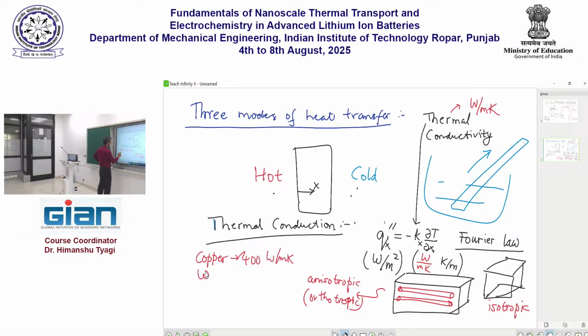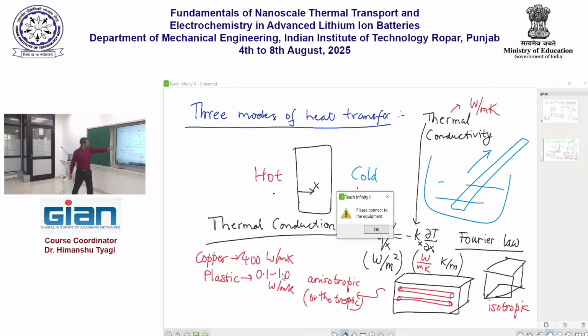For wood, it's coming around 0.02. Yes, absolutely. For plastics, for wood, mica sheet, those kinds of materials, the thermal conductivity is much lower. It's of the order of 0.1 to 1 watt per meter Kelvin, very low. These are typically good conductors of heat and these are typically poor conductors of heat. And in the coming lectures, we will see where lithium ion cells fall in this regime.